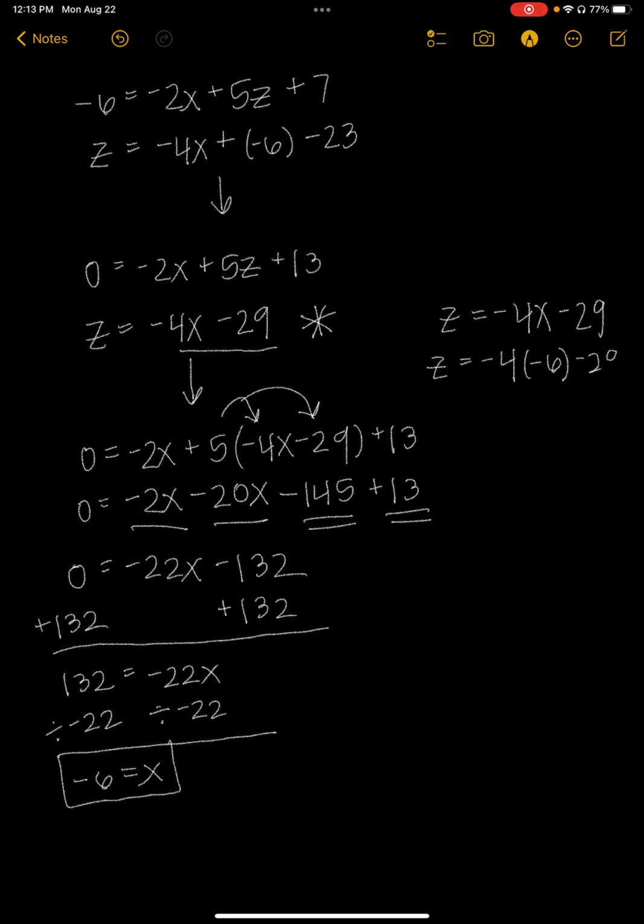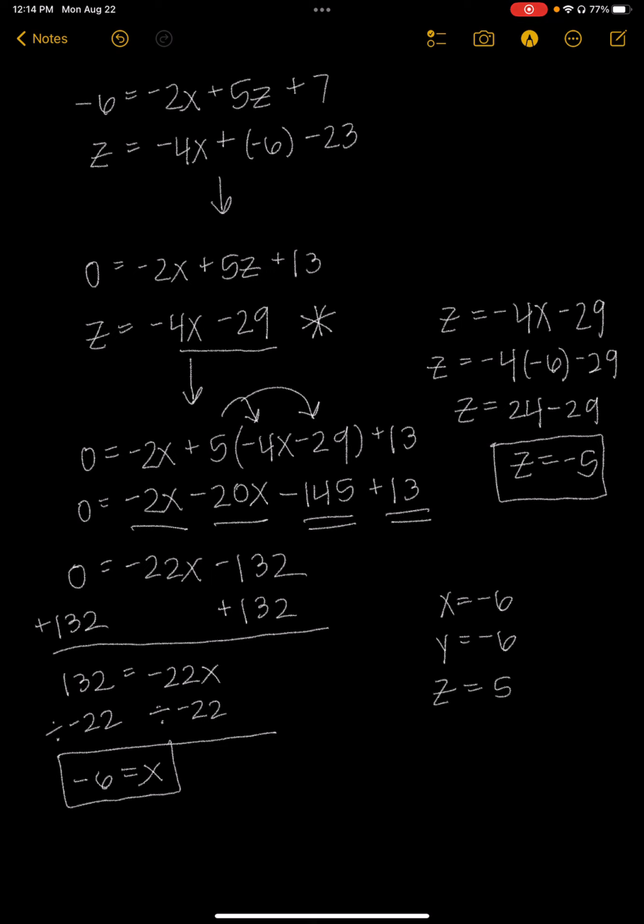Okay, now I get z is equal to negative 4 times negative 6 is 24, minus 29, which gives me z is equal to negative 5. And there's my third answer. So all in all, my answers are x equals negative 6, y equals negative 6, and z equals negative 5.